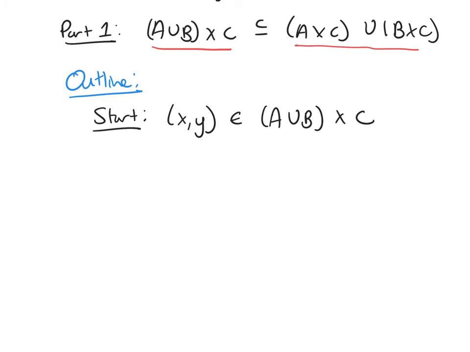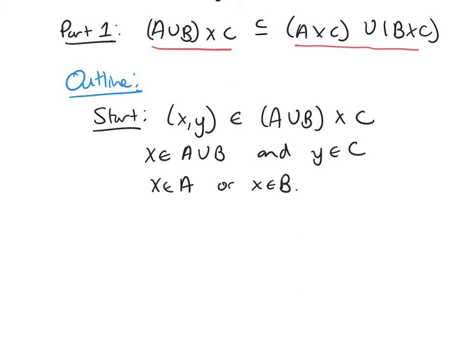Well, this ordered pair is in this Cartesian product, so that means that x has to belong to A union B and y has to belong to C. Well, if x is in A union B, then x is in A or x is in B. Because we have an or here, we're going to have to proceed with cases. Case 1 is that x is in A, and case 2 will be that x is not in A.